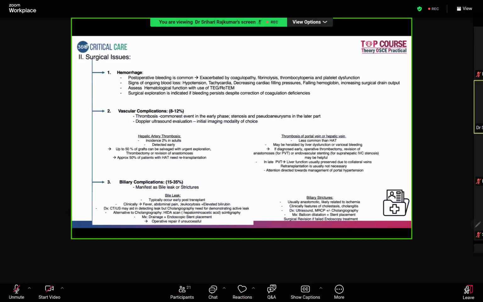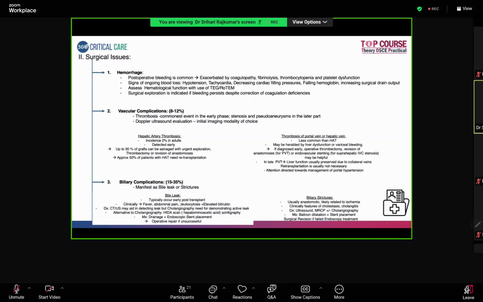On one side there is a biliary leak; on the other side there can be biliary strictures. They are usually anastomotic and can also be because of ischemia. Mostly the patient presents with cholestasis. Usually you will see that even though the transaminases are coming down, the bilirubin keeps shooting up. Along with that, if the patient starts to develop features of sepsis, there can be associated cholangitis.